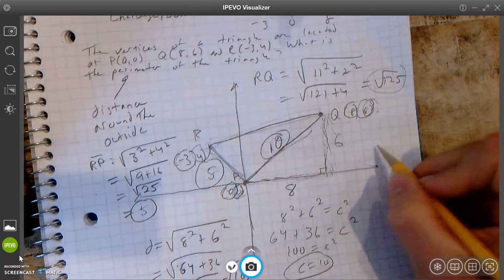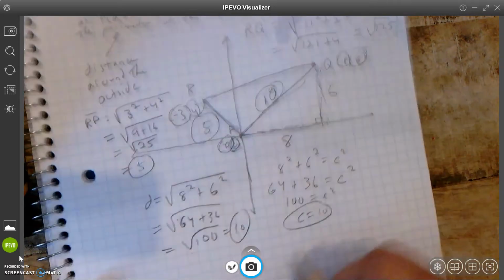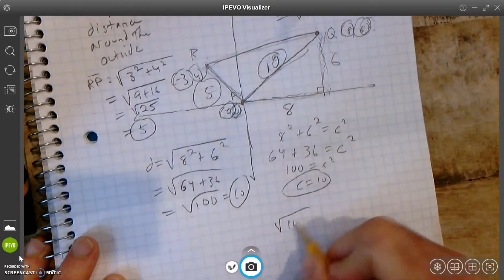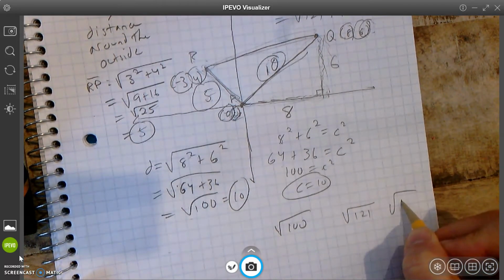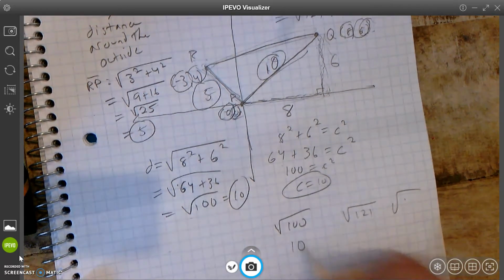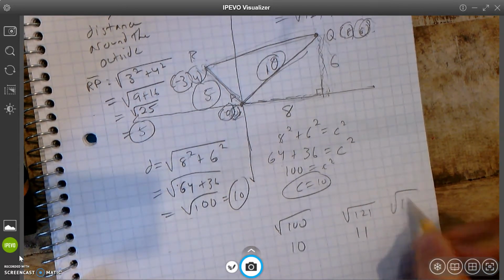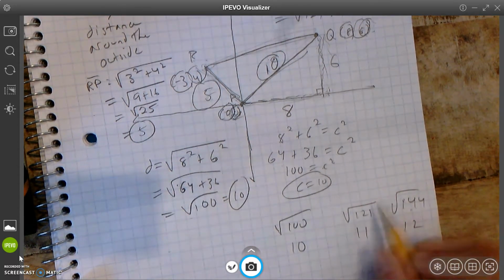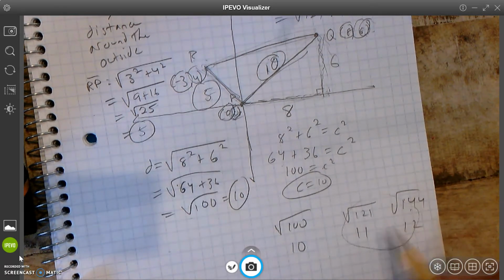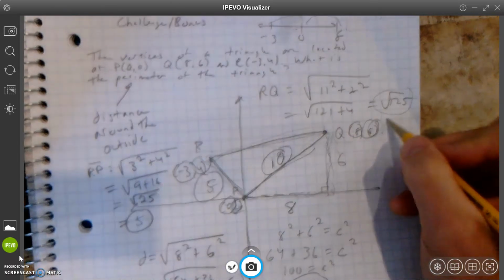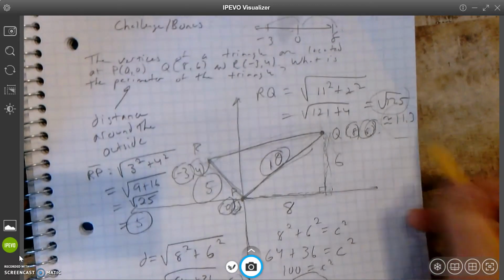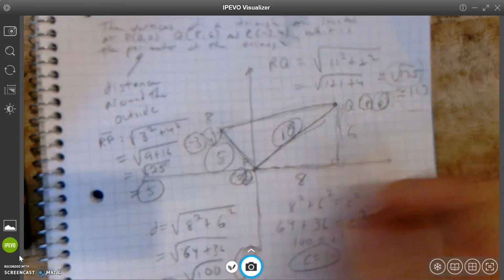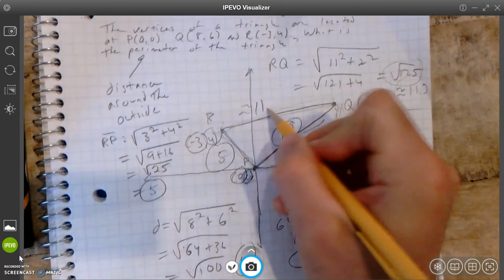Well, I know the square root of 100 is 10, the square root of 121 is 11, and 144 is 12. So it's between 11 and 12. So it's a little more than 11. I guess like 11.3. I have my calculator on me right now, so it's going to go like that, 11.3. So about 11 point, maybe 2.